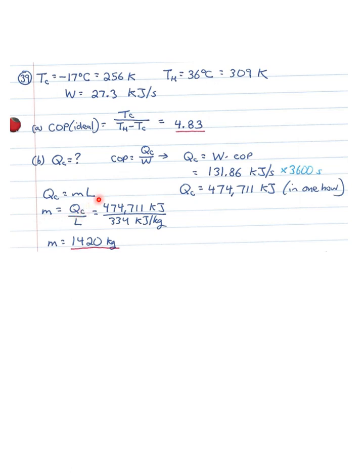So let's come up here to the middle of the page. We know that coefficient of performance is Q sub C over W. So Q sub C is W times COP.